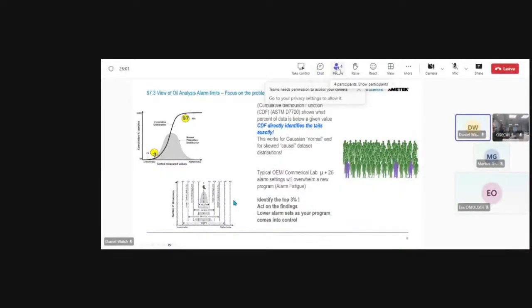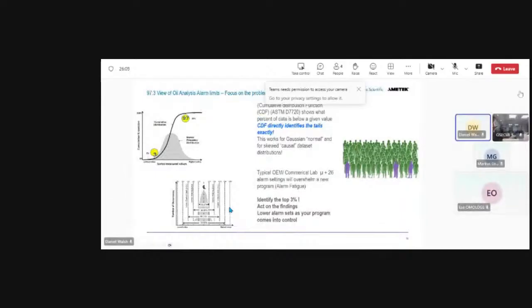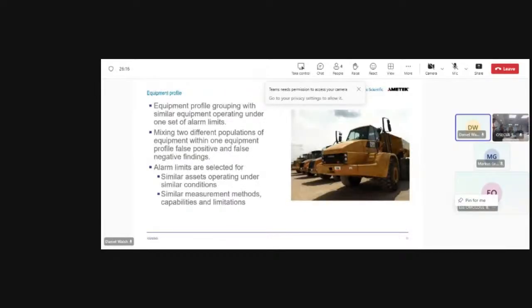So what we're saying nowadays is that with an oil analysis program which is out of control, once you have a significant data set, at least 80 samples, go ahead and run a statistical set and start identifying your top 3%. It's important, however, that this works if you have equipment grouping. When you do your data set, make sure it's all of the same type of equipment, operating under the same conditions. It doesn't matter if it could be trucks, gearboxes, turbines, pumps, or motors, but keep things consistent.